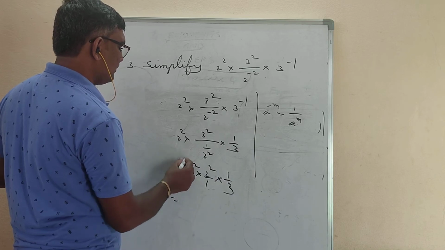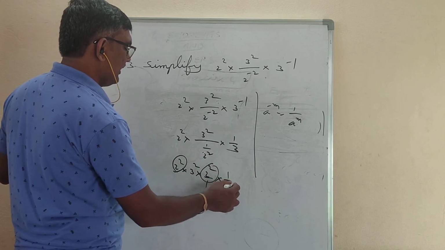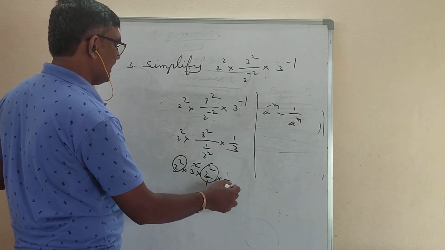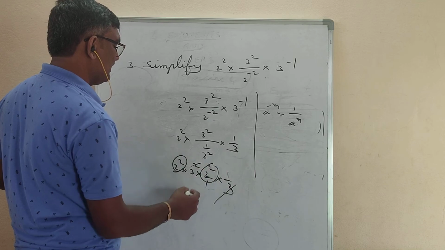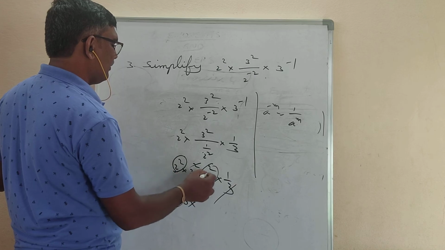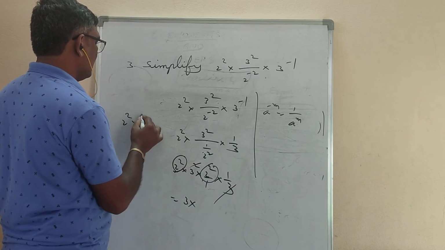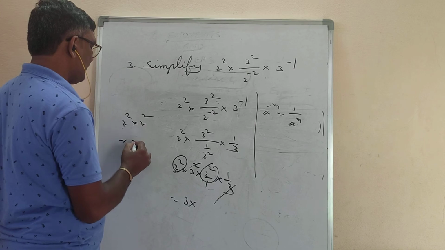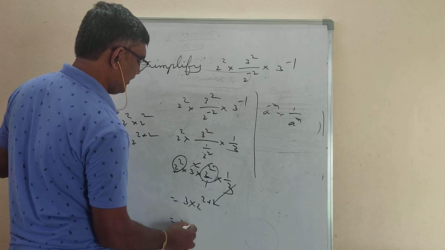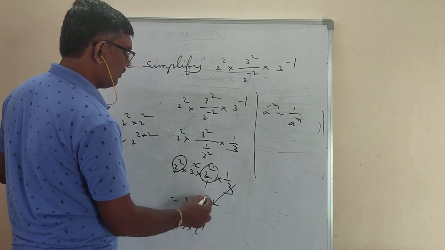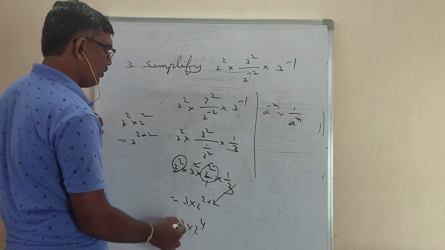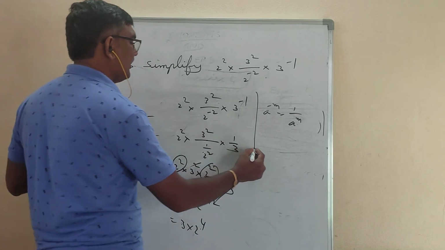Now 2 square and 2 square, bases are same. Here 3 is there, here 3 square is there. 3 square means 3 into 3, one 3 is there in the denominator, so it cancels. And here 3 into 2 square into 2 square. So bases are equal and you are multiplying, so powers must be added. 2 power 2 plus 2, 3 into 2 power 4.